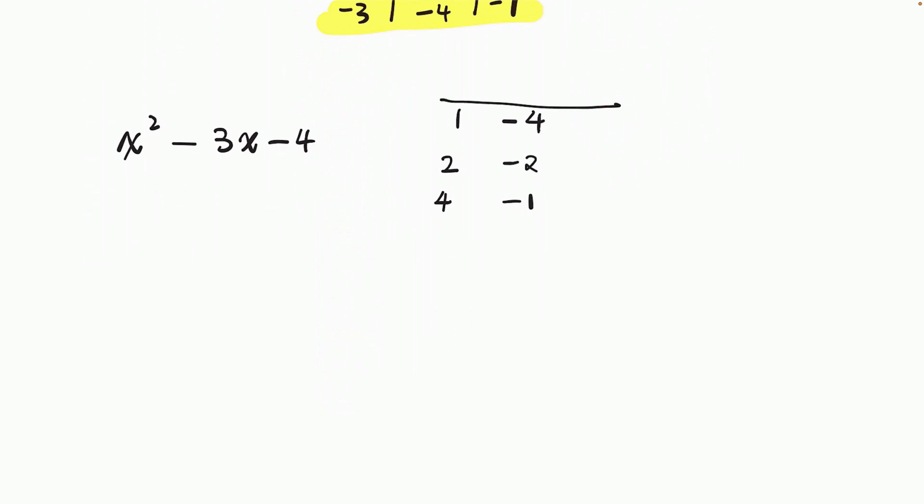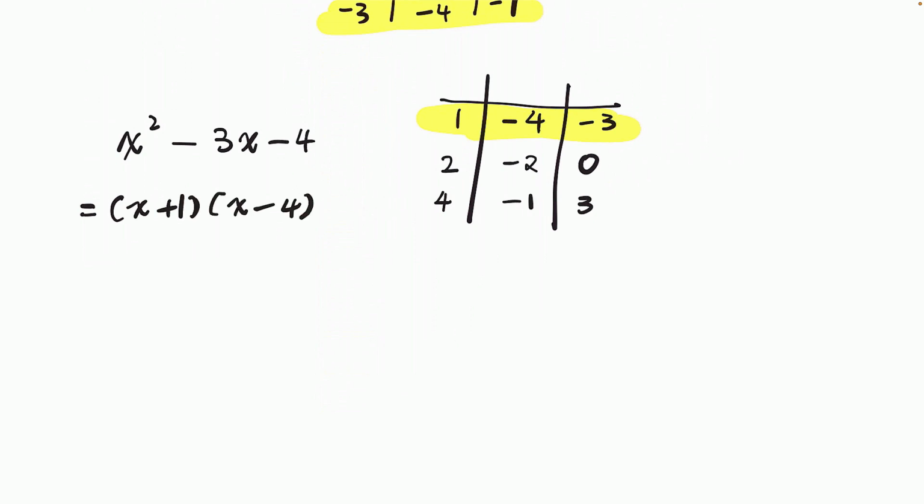And then we just need to look for the sum of them. So this is negative 3, 0, and positive 3. And obviously, this is going to be what we look for. And therefore, we can just rewrite that into x plus 1, x minus 4, like this. So these are very straightforward questions and a very straightforward technique. Hopefully you get some idea from it.